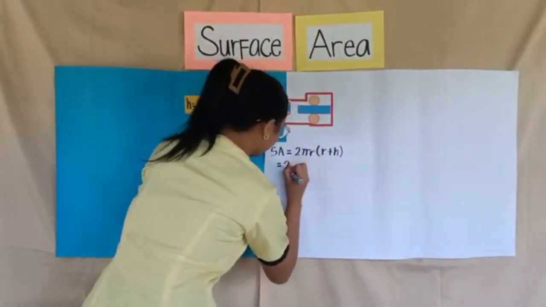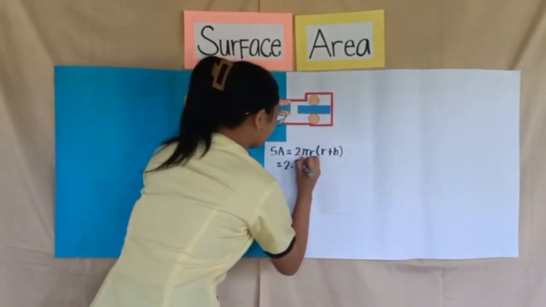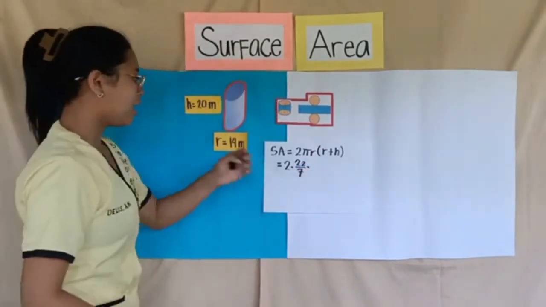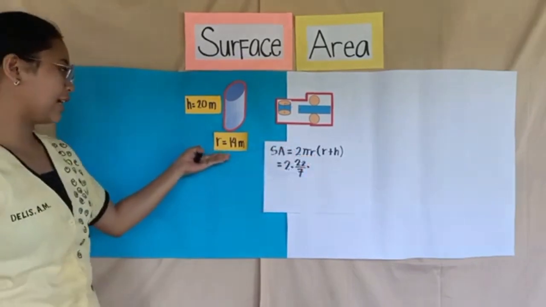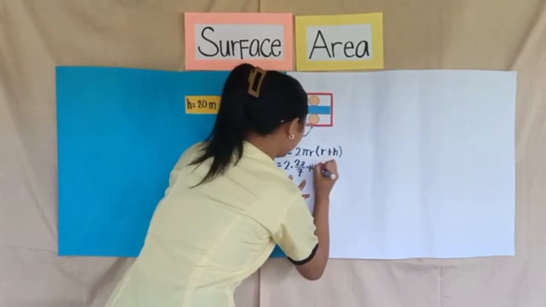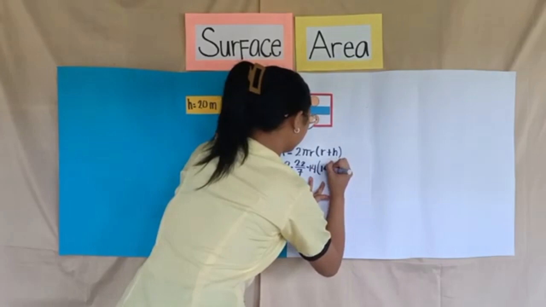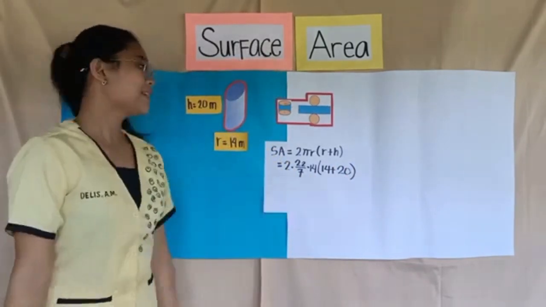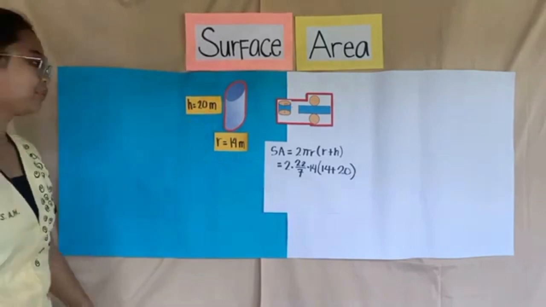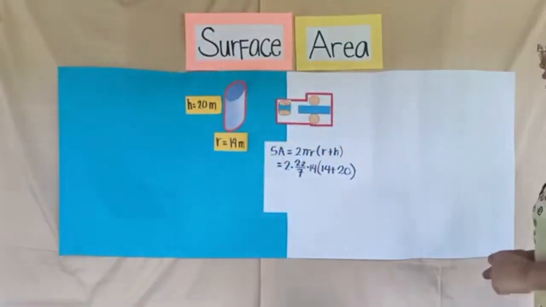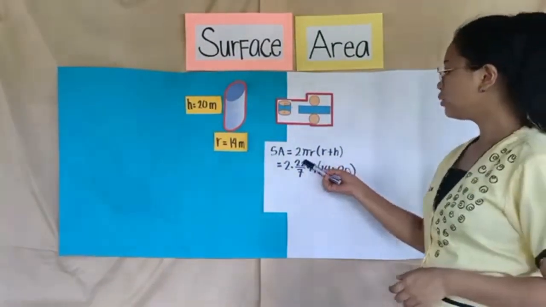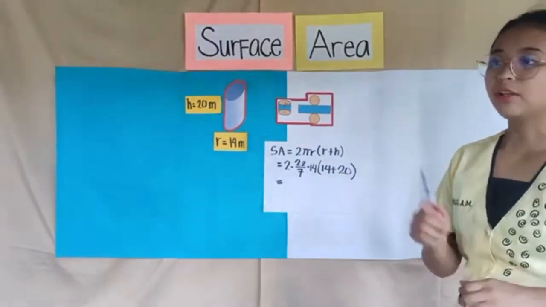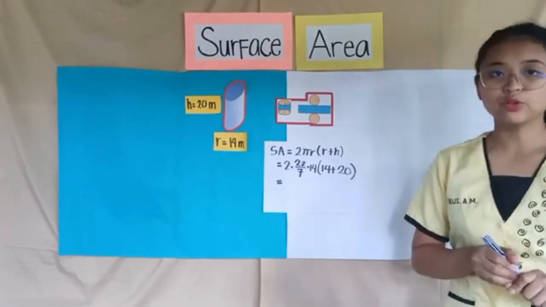Copy 2 times 22 over 7 times our radius here is 14. Okay, so we put 20 here since our height is 20. Now, in order to solve this one, we need to multiply first the 22 over 7 times 14, which is, the answer will be 44. And 44 times 2 is equal to 88.